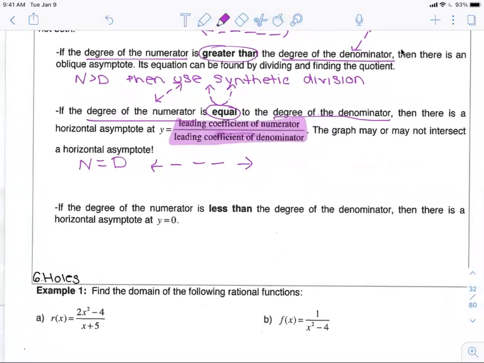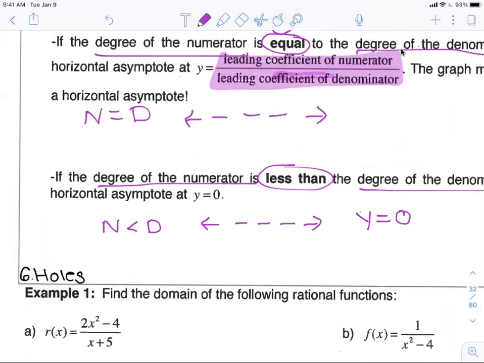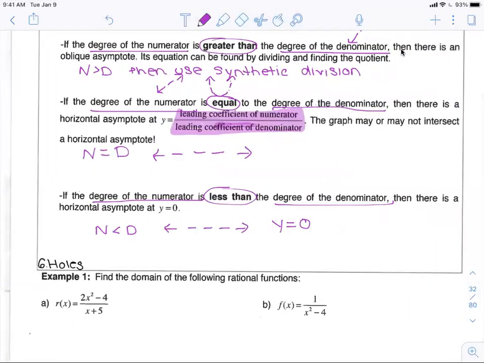And then if we take a look at the last case, it would be if the degree of the numerator is less than the degree of the denominator. It would look like this, and it would have the asymptote y equals 0. And you just, you know it or you don't.